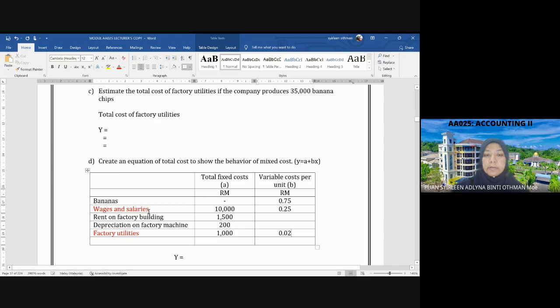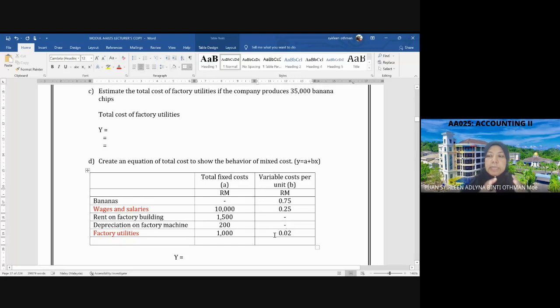Bananas tadi is variable. That's why nilai dia cuma ada 75 cents saja. Dia tak ada sebarang nilai dekat fixed cost. Wages and salary is mixed cost. So dia ada nilai dekat fixed and ada nilai di variable. Okay, your rent and depreciation is fixed cost only. So dekat sini dia tak ada nilai langsung, kosong untuk variable. And for factory utilities, dia ada fixed which is 1,000 ringgit and dia ada variable cost which is 2 cents. Okay, so kenapa Madam kena kumpulkan dia dalam satu table?